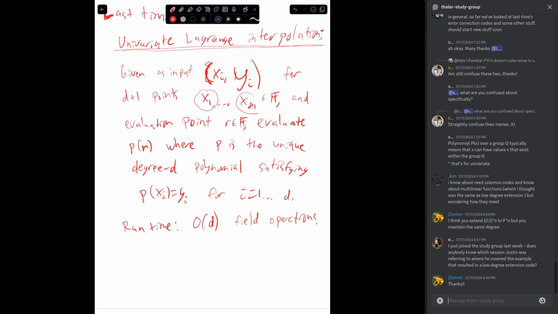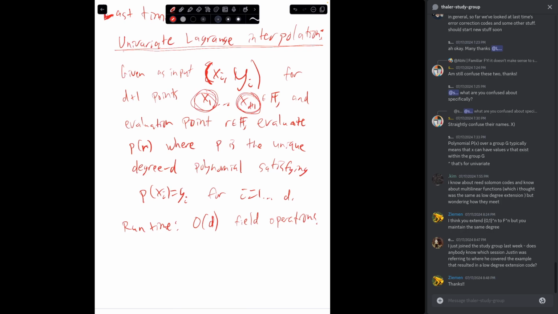If we're referring to degree D univariate polynomials, any set of D plus one inputs is an interpolating set. Meaning if I tell you the outputs that the degree D polynomial should take at each of those inputs in the interpolating set, I am uniquely specifying the degree D polynomial.